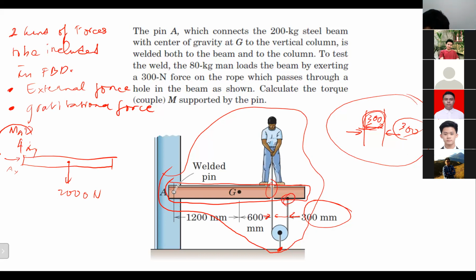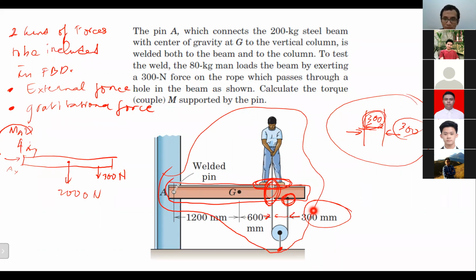Remember here, there is a connection between the rope and the beam, right? So there's supposed to be external force as well. 300, right? Beside that, here the rope is not touching the beam, so we don't have to consider it as external force there. But remember, the shoes of the man are touching the beam, correct or not? So it becomes the normal force there.